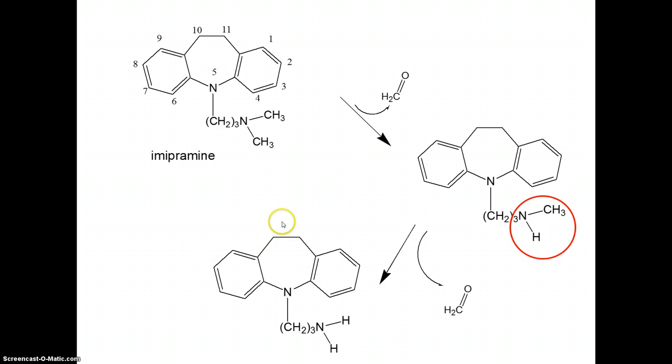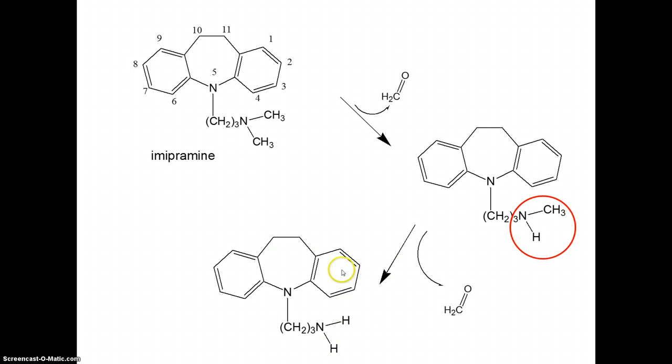Another example of a phase 1 reaction would be the demethylation of imipramine. This structure here is imipramine, which is a tricyclic antidepressant. It undergoes a phase 1 reaction where we lose a methyl group, and we result in a compound that has been demethylated at this nitrogen. Furthermore, this molecule undergoes a second demethylation reaction to produce the functional group that you see here. These are both phase 1 reactions that are happening here.